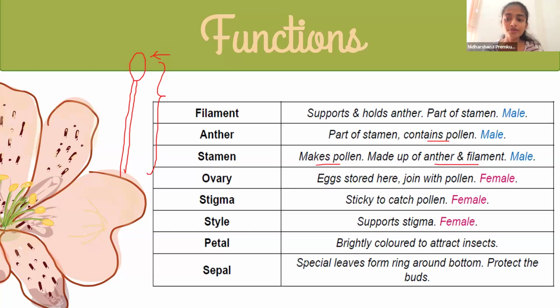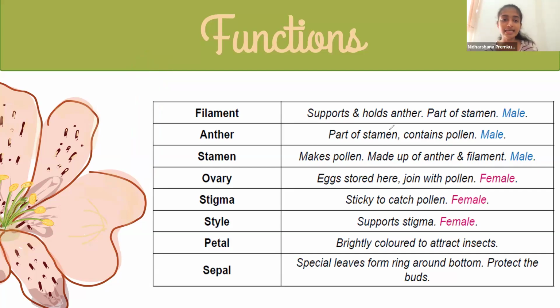Now moving on to the female part. The ovary. The ovary has the eggs stored in it. What are these eggs? They are the ovules. Ovules are stored in this ovary, where they combine with the pollen in the process of reproduction and produce the fruit. Then we have the stigma of the carpel or the pistil.